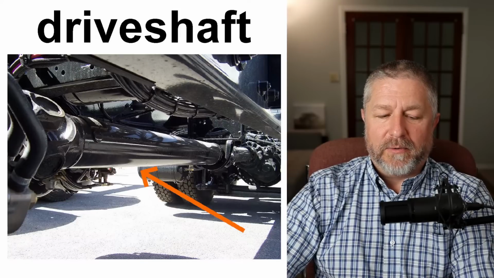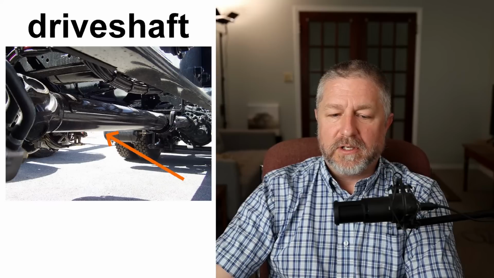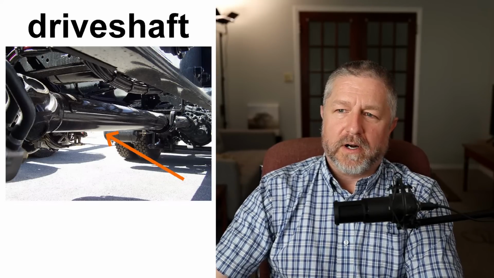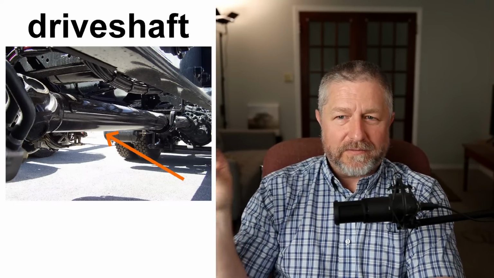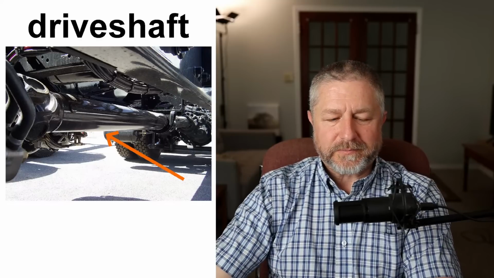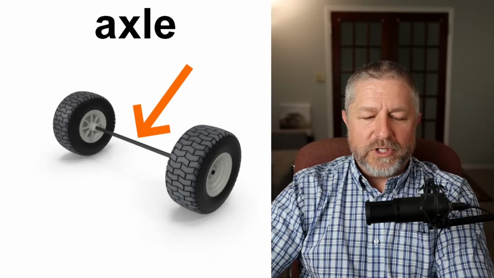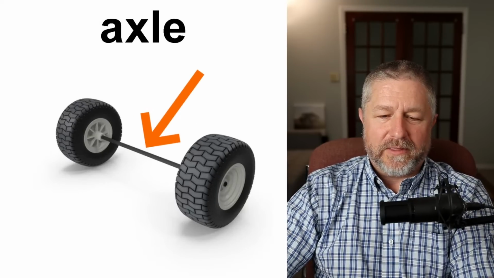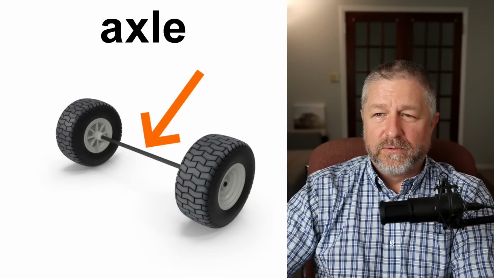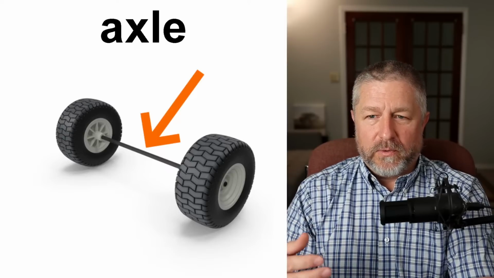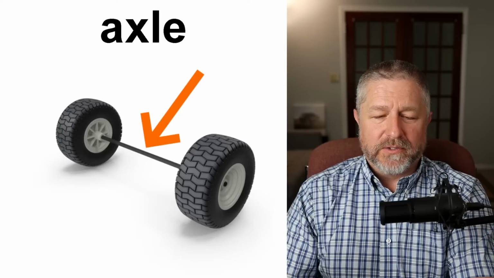It will bring power from the transmission and engine from the front to the back of your vehicle. If you have a front wheel drive car, you probably have a little drive shaft going to each front tire, but that is a drive shaft. Anytime we join two tires together with a shaft or rod, you could use either word here, we call it an axle. So you have axles on vehicles.